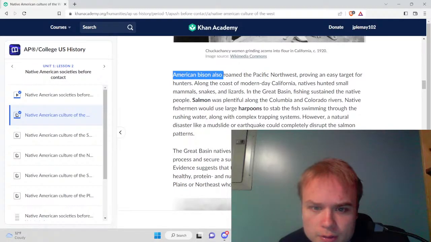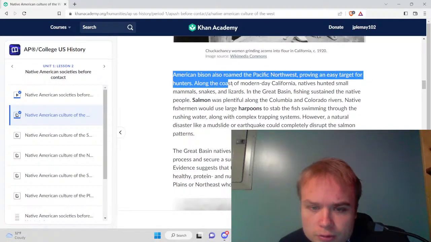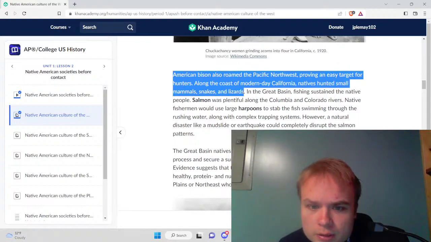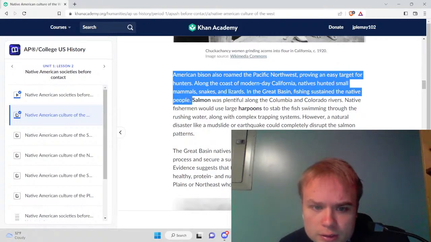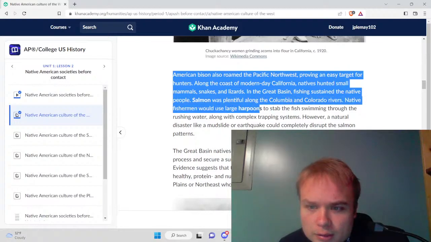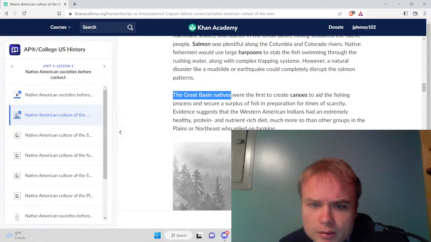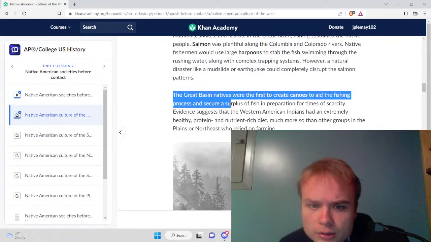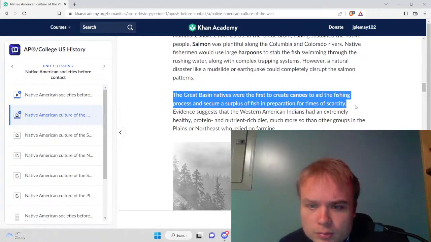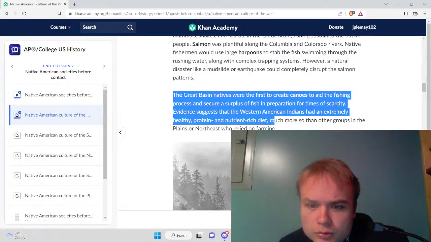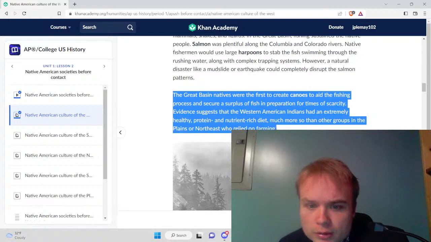American bison also roamed the Pacific Northwest, providing an easy target for hunters. Along the coast of Northern California, natives hunted small mammals, snakes, and lizards. In the Great Basin, fishing sustained the native people. Salmon was plentiful along the Columbia and Colorado rivers. Native fishermen would use large harpoons to stab the fish swimming through the rushing water. Along with complex tracking systems, however, a natural disaster like a mudslide or earthquake could completely disrupt the salmon patterns. The Great Basin natives were the first to create canoes to aid the fishing process and secure a surplus of fish. Scarcity: evidence suggests that the Western American Indians had an extremely healthy protein and nutrient-rich diet, much more so than groups in the Plains or Northwest who relied on farming.